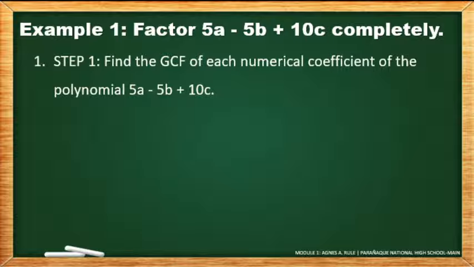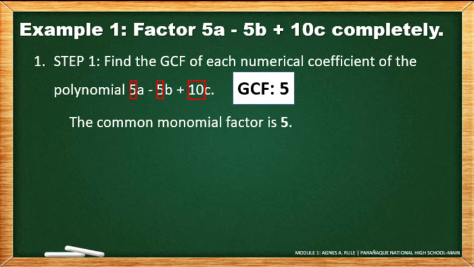Kasi, observe the polynomial. Hindi sila pare-parehas ng variable, or lahat ng term, walang parehas na variable. Therefore, our GCF does not contain any variable a, b, or c. So therefore, our GCF we can find only in the numerical coefficients na 5, 5, and 10. So, what is the GCF of 5, 5, and 10? Yes, 5. So that's our GCF. Ang GCF natin, yan ang common monomial factor.